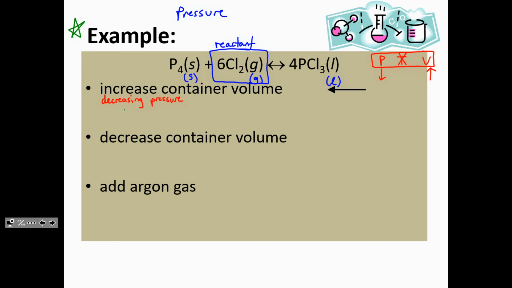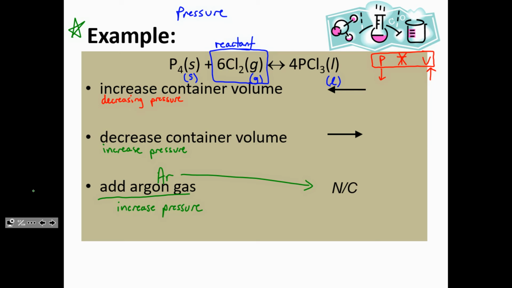If we decrease the container volume, that would be an increase in pressure of the system. And in this case, it's going to shift to the side that has fewer particles, which would be the right side of the equation. And if we add argon, which is Ar, it's not going to change our reaction and thus does not actually change anything in the system. Now, if we actually are adding gas, when we add gases to a container, that does increase the pressure, but because it's a noble gas, there is no change.